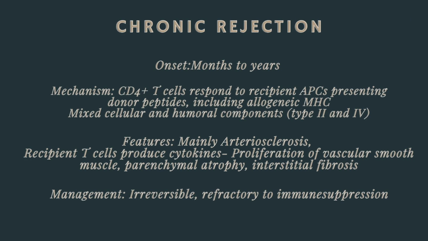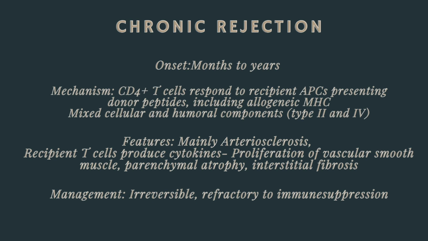Coming to chronic rejection. So here the onset is months to years. So previously acute rejection was less than 6 months. Chronic rejection is more than that. So here the mechanism is mixed cellular and humoral components, that is the type 2 and type 4 hypersensitivity reaction. Here the CD4 T cells respond to the recipient antigen presenting cells that present the donor peptides.